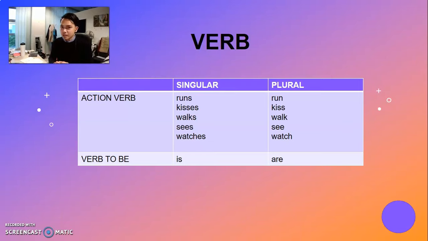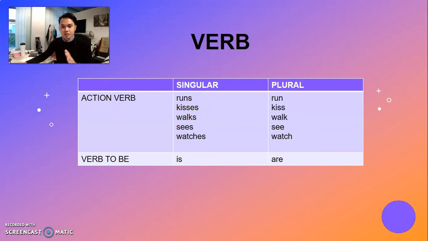if the verb is singular, in a singular form, there has to be an s at the end. For example, the word run, berlari. Okay, so if you use the word run in a singular form, it has to be runs with an s at the end. Okay, similar with kiss, it becomes kisses. Walk becomes walks. See becomes sees, and watch becomes watches. Alright, so all these words here, action verbs, because they come under a singular form, there is an existence of s at the end of it.